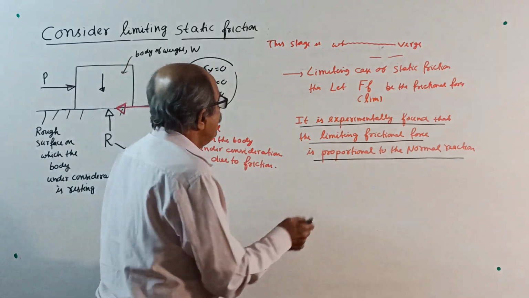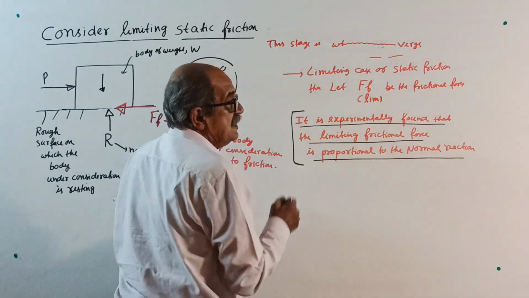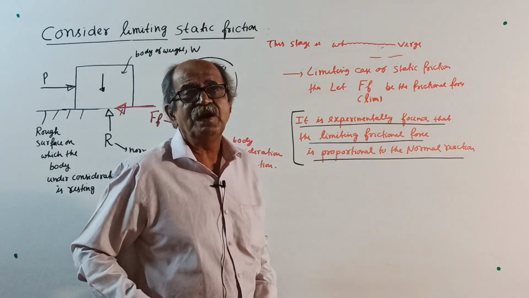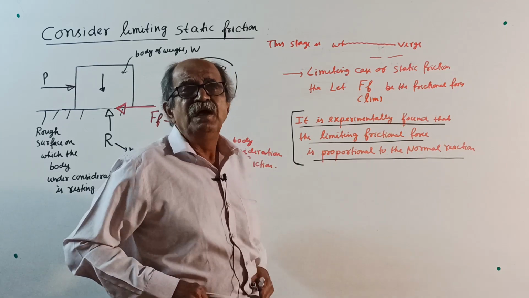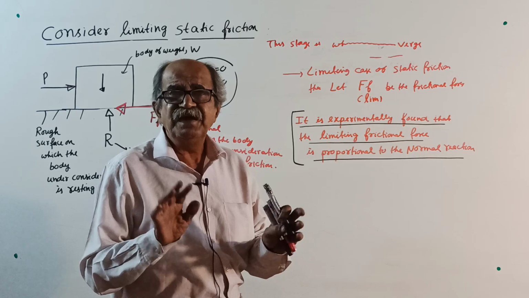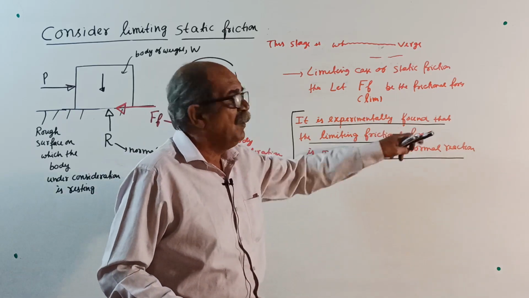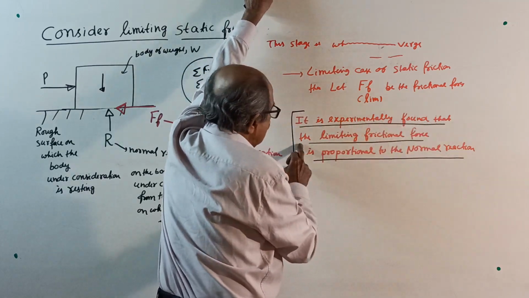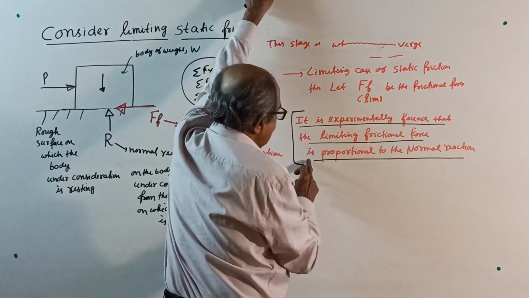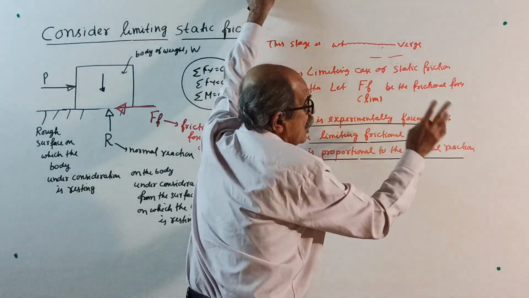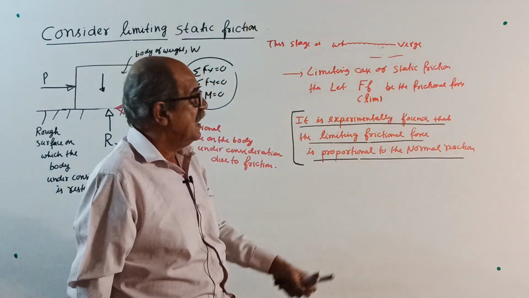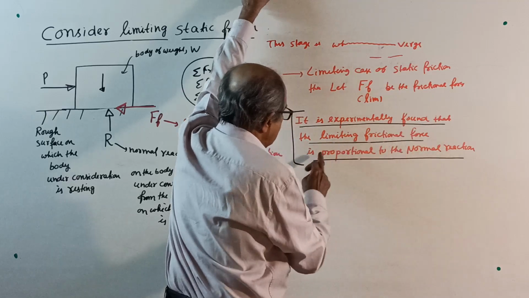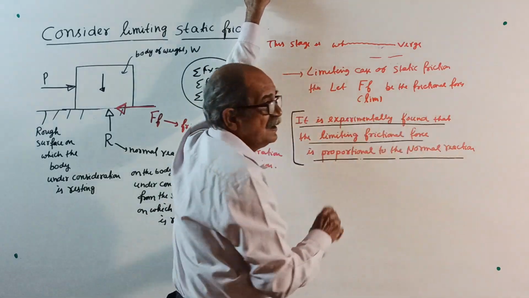Now, a very important statement. It is experimentally found. There is no mathematical proof for this one. It is observation. People made tests, and finally decided and confirmed that the limiting frictional force is proportional to the normal reaction. I will explain this a little more later. Limiting frictional force is proportional to normal reaction.